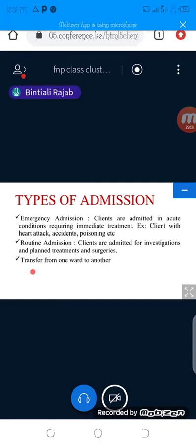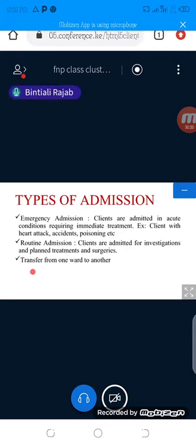Clients are admitted in acute conditions requiring immediate treatment. These are patients who, at the time of admission, are in a very acute condition. Examples are patients with a heart attack, accidents, poisoning, etc., etc. So you find that for such a case, what is important is to stabilize this patient.